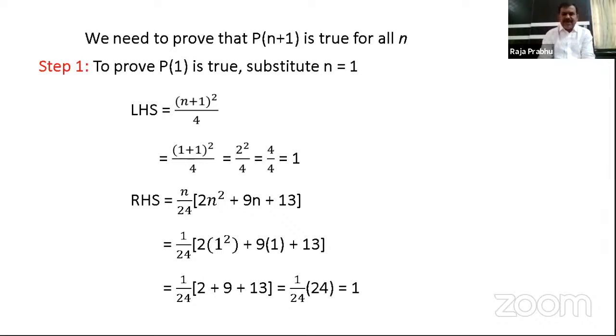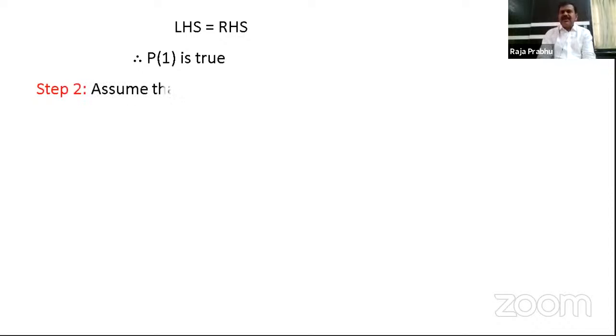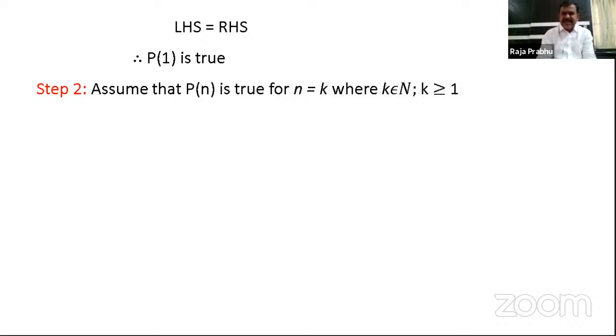Now we have got LHS is equal to RHS, both of them are equal to 1. Therefore, we can conclude that it is verified for n is equal to 1. Then what is the next step? The second step is the induction hypothesis. The induction hypothesis is, we have to assume that it is also true for n is equal to k, where k is any natural number greater than or equal to 1.